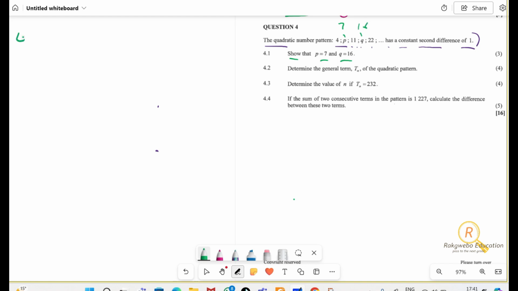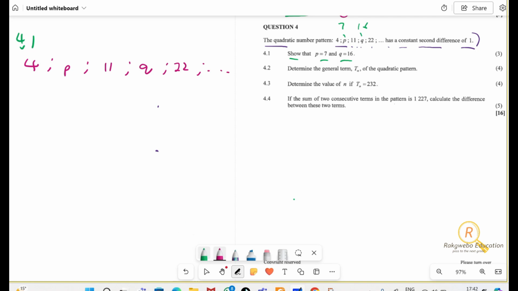Look at this. 4.1. Let's write down the pattern as is. So we have it as 4, P, 11, Q, 22 and so on. Now they're asking us to prove that P is equal to 7 and Q is equal to 16. So let us work towards the constant second difference.